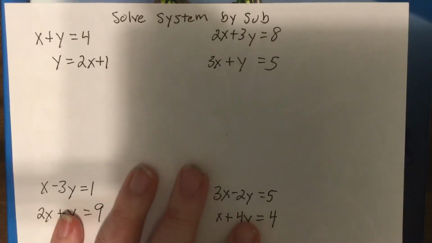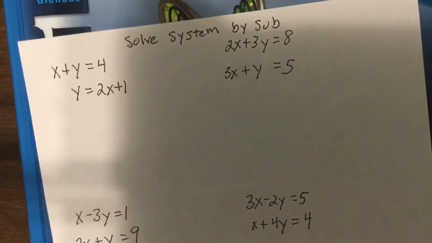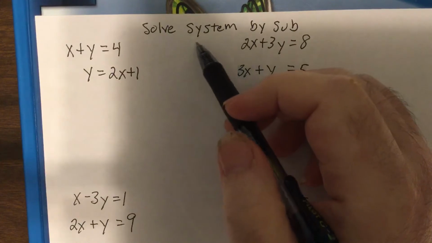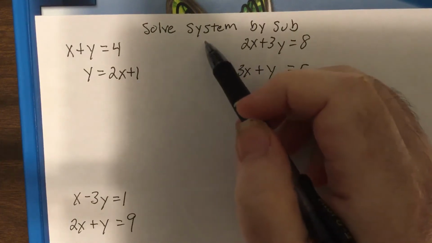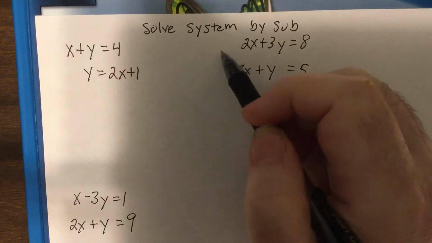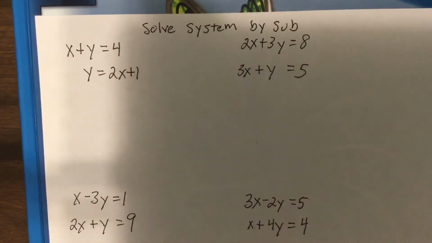Okay, the last thing we're going to do this week, my honors, is we're going to start solving systems of equations. There's different ways to solve. We're going to learn 3. Today we're doing substitution. Next week we're going to do elimination. And then hopefully Cramer, or the following week we'll do Cramer.